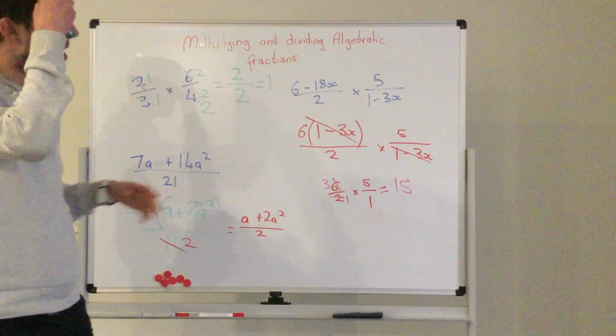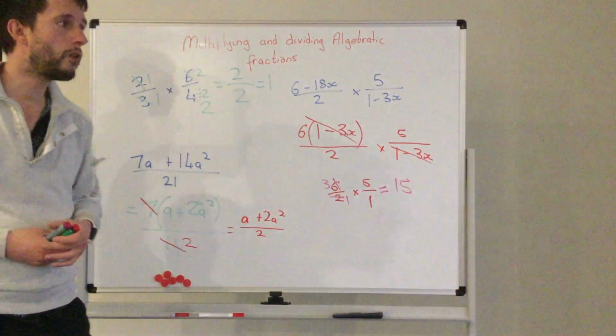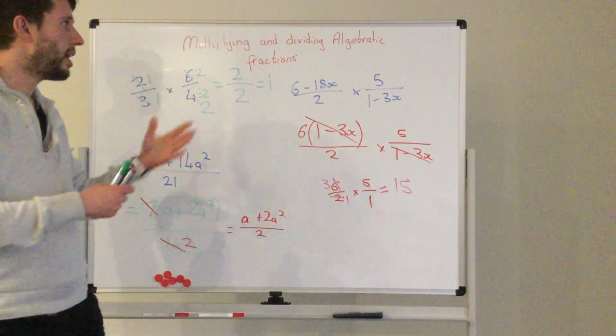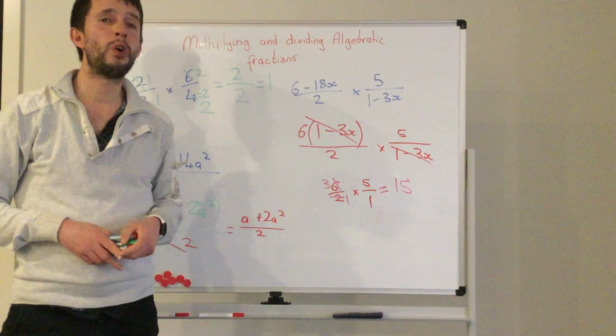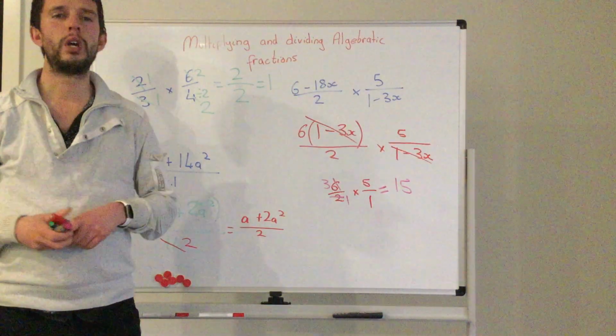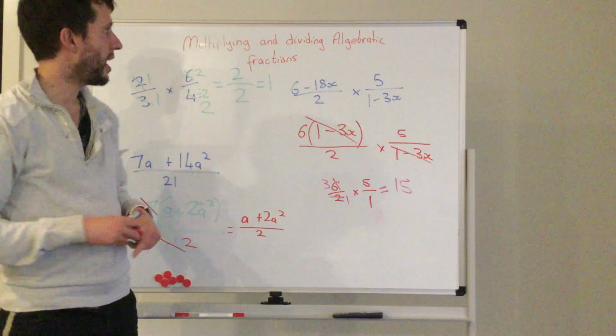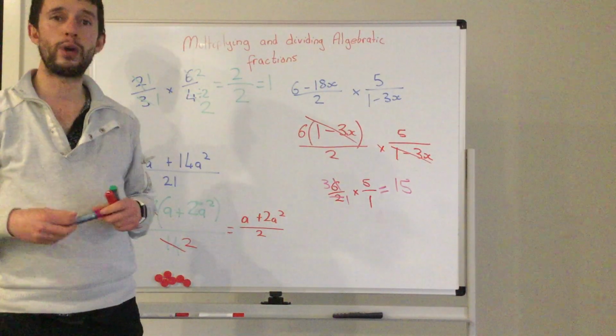So simplifying does make it easier to get to the end result, but if you don't want to simplify, it just makes it a lot more complex with the variables. I really hope that helps you understand how to multiply and divide algebraic fractions.